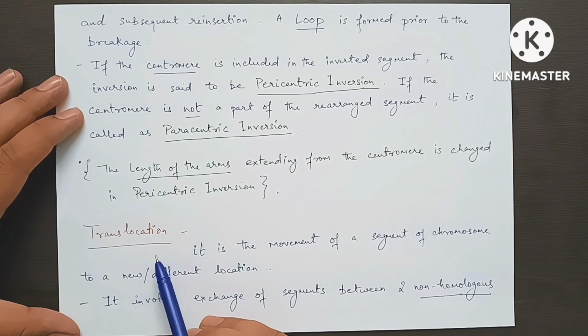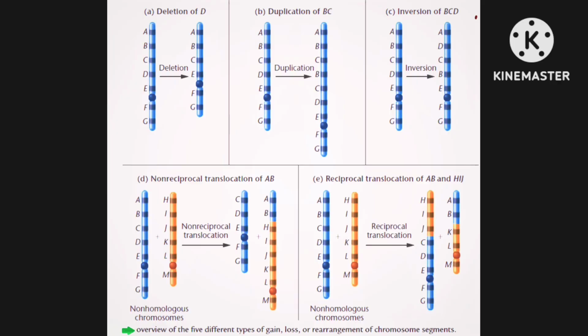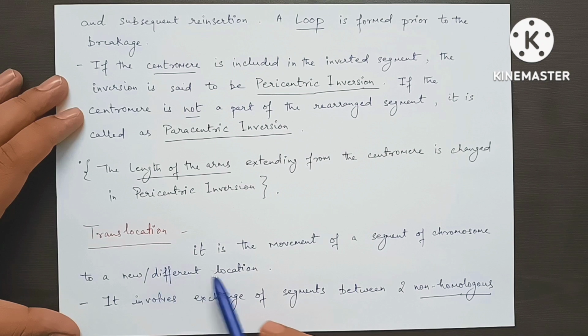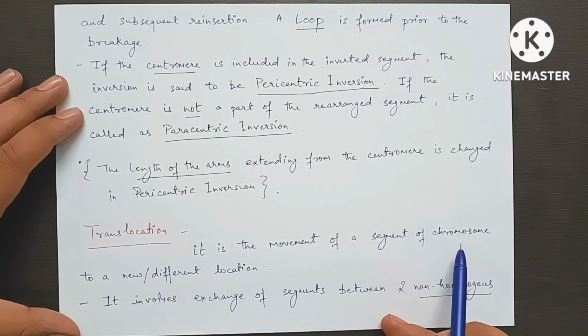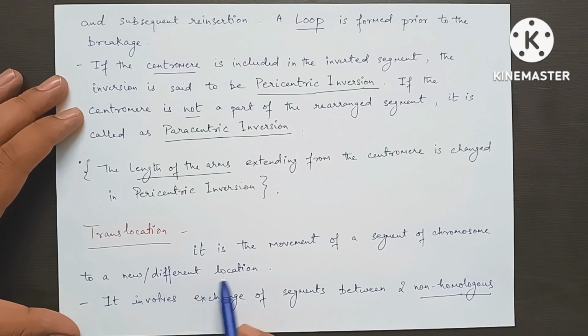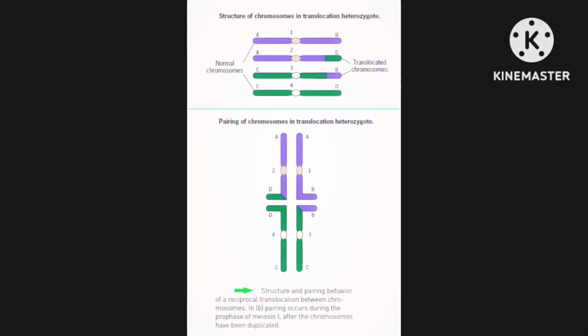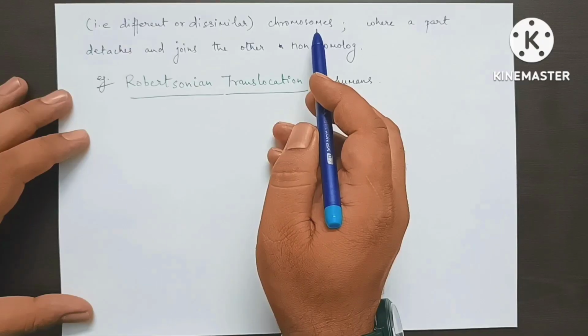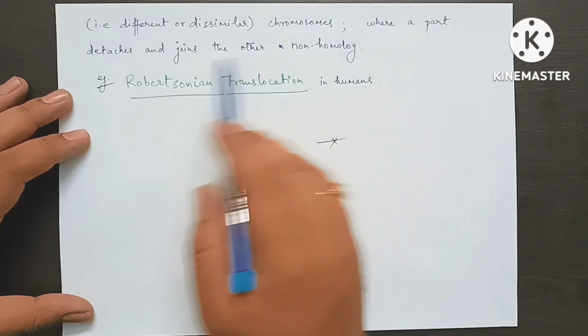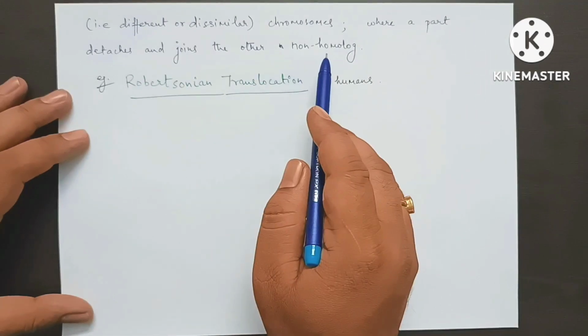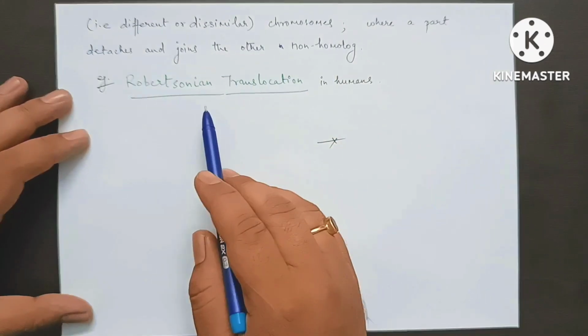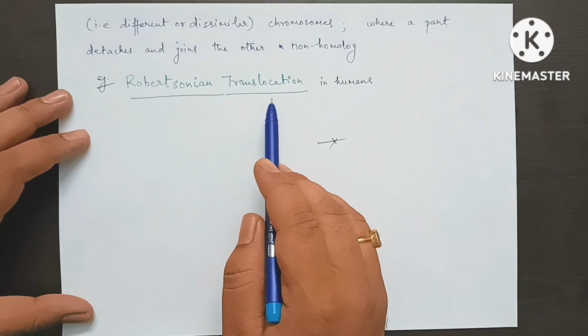Lastly, we have translocation. It is the movement of a segment of chromosome to a new or different location. It involves exchange of segments between two non-homologous or dissimilar chromosomes, where a part detaches and joins the other non-homolog. Example, Robertsonian translocation in humans.